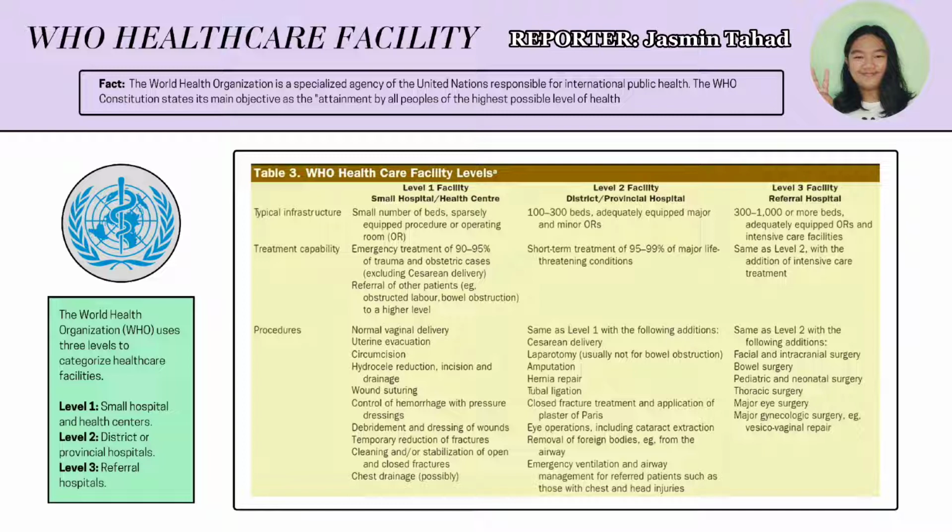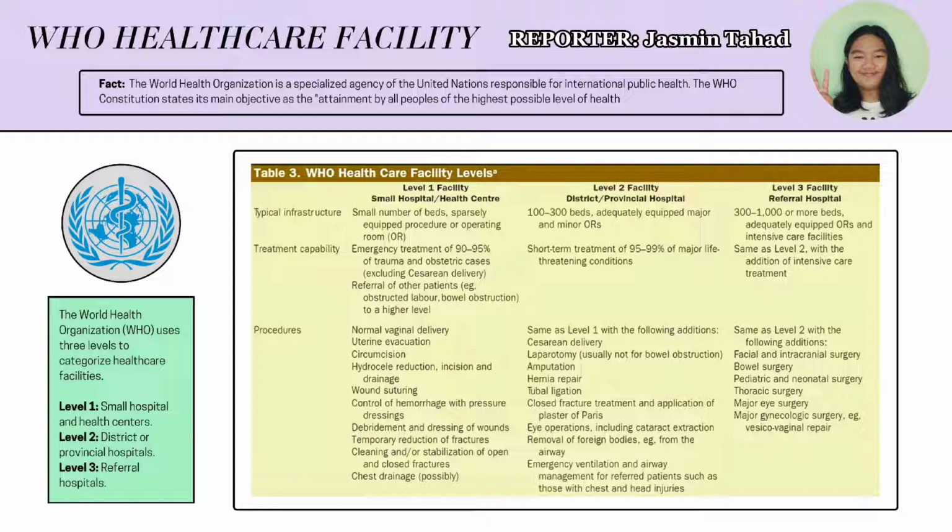The typical infrastructure for level 3 facilities: there are 300 to 1,000 or more beds, adequately equipped with ORs and intensive care facilities or intensive care units. Yung level 3 facilities may capacity daw na 300 to 1,000 or more beds. May OR din siya, pero ang kinaibahan nilang sa level 2 is yung level 3 ay may intensive care facilities.